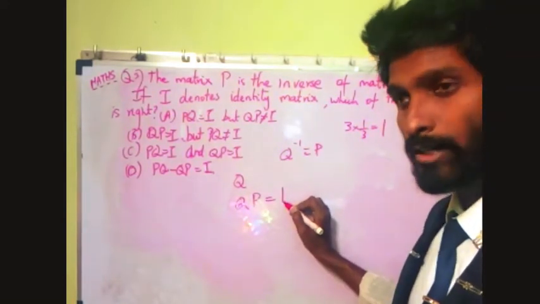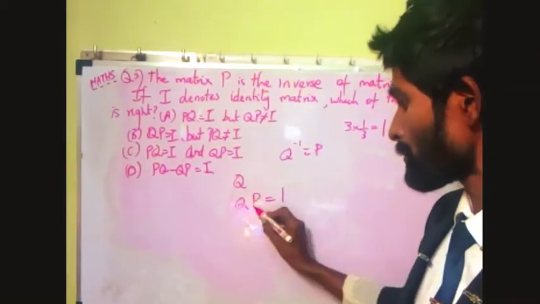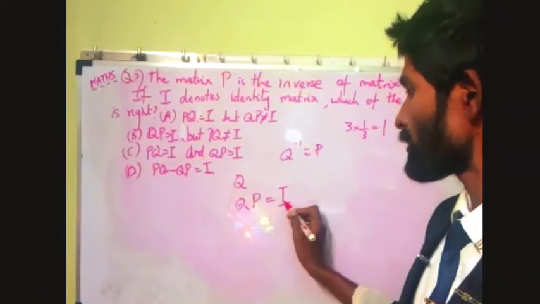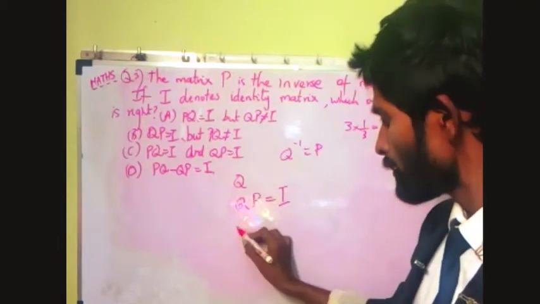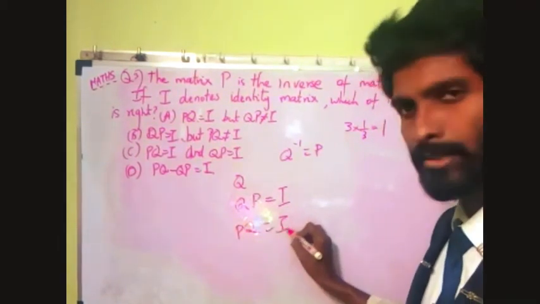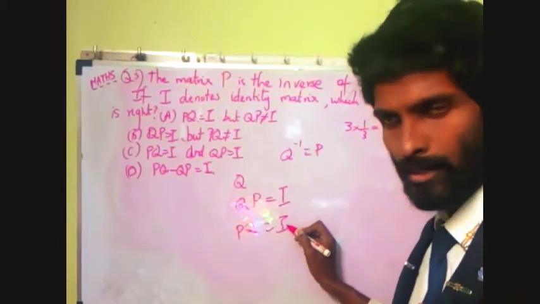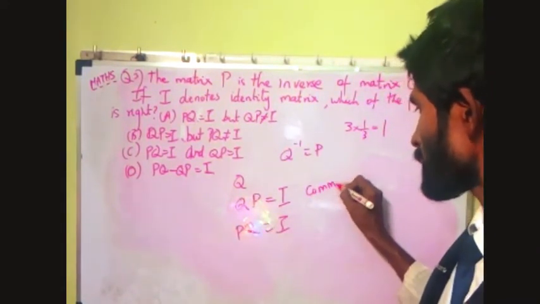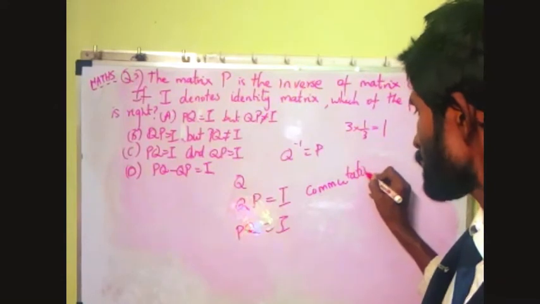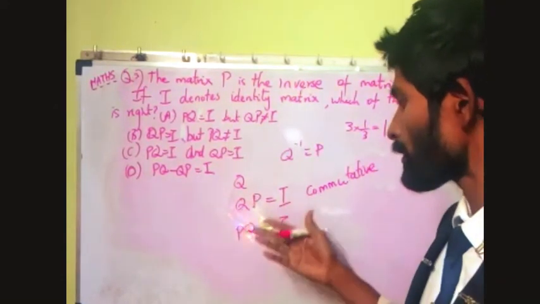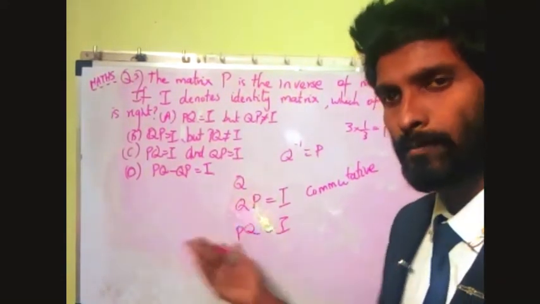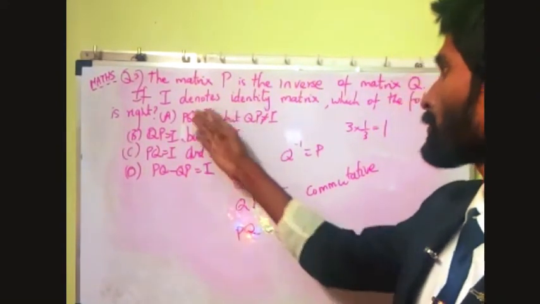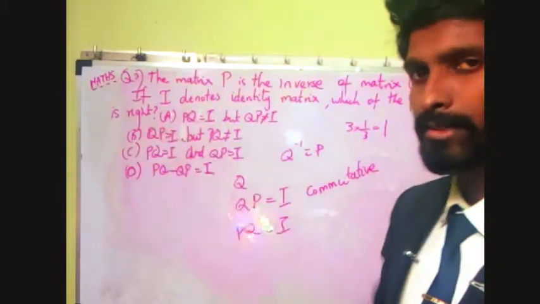But here we should not write 1, because this is a matrix, right? It's a matrix, not a number. So I have to write I, identity. So QP is equal to I. Automatically PQ is also equal to I. Could you agree with me? Because multiplication of matrices is commutative. Commutative means that if I change the position of any such number or matrix in multiplication, the answer will be the same. That's called commutative.